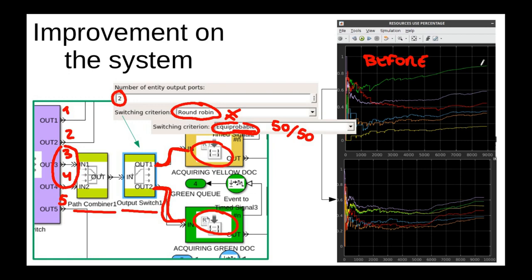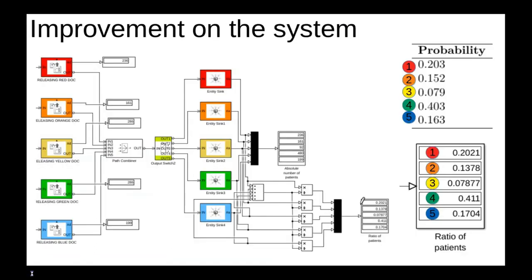As you can see, this is the before situation. This is the original one. Very tired, the green doctors. So idle, the yellow ones. And as you can see, after this, the green and the yellow line are so similar. And the percentage of use of all the doctors is between 40 and 60%, which is absolutely correct. That was my intention with this improvement on the system.